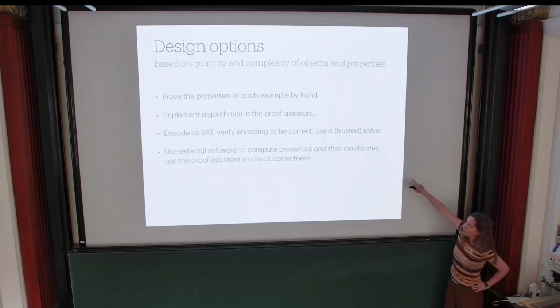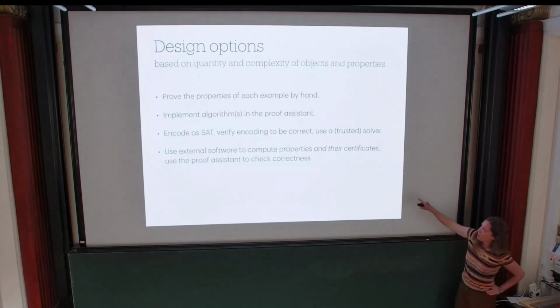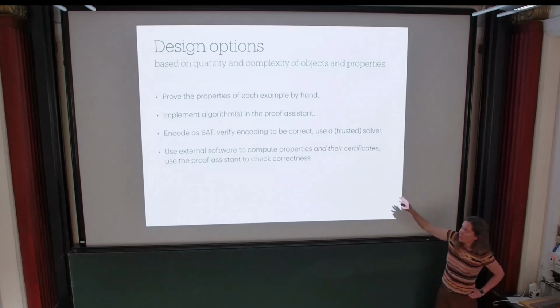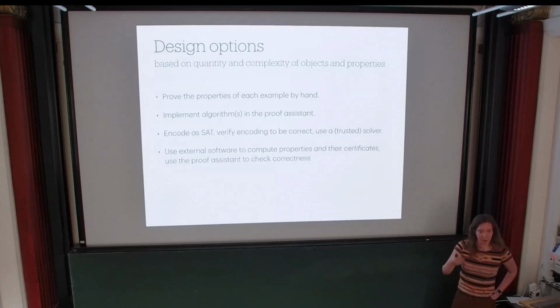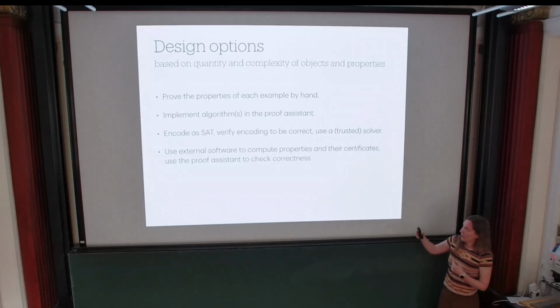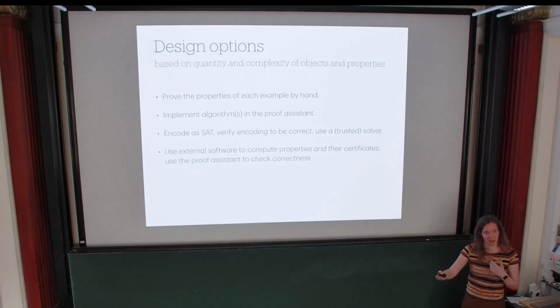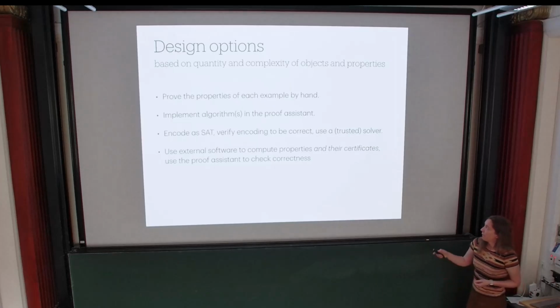And then you have two things that we thought would be reasonable. One is to use a combination of encoding some properties for a SAT solver, verifying the encoding, and then using that combination to convince Lean that something is true. Or you've heard a bit about certificates today already in the previous talks, and I'm going to say a bit more later. You could use some kind of external software to compute the property for you, and also compute a certificate that gives you additional data that convinces Lean that something holds. Okay, so obviously we went this way.